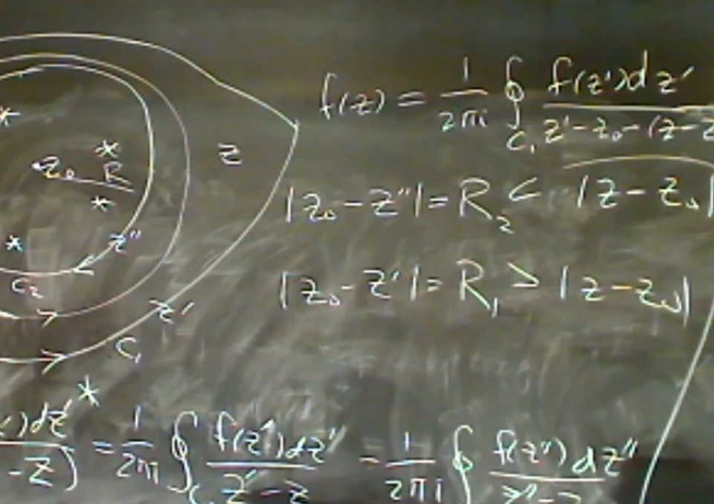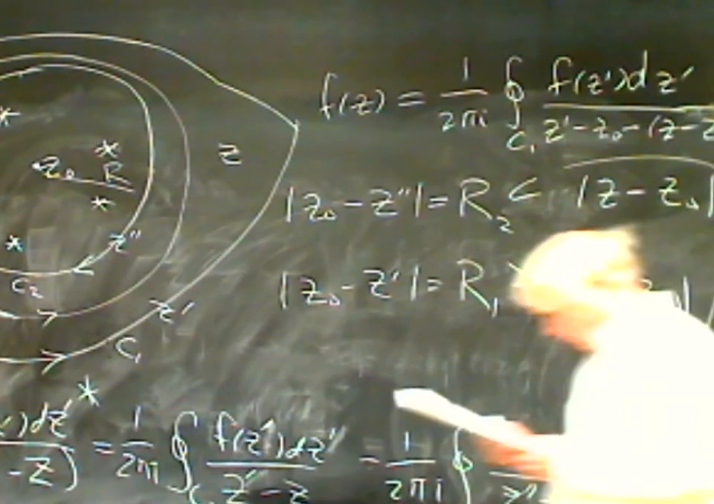And so now our final formula is f of z is equal to a sum, n equals minus infinity to plus infinity, of z minus z0 to the n times 1 over 2 pi i, integral around this contour that we've collapsed the two circles onto, f of z prime dz prime over z prime minus z0 to the n plus 1. So that's our final formula, and this is the series that's named after Laurent.